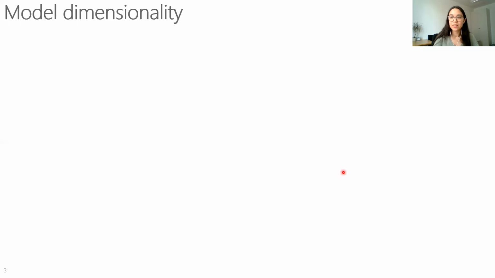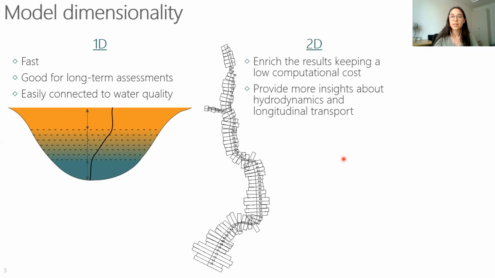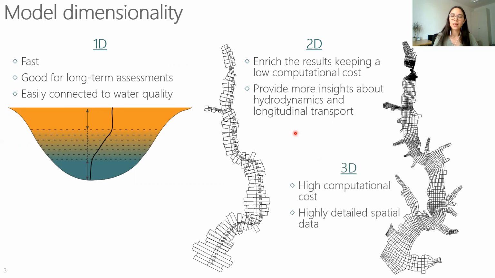Model dimensionalities bring pros and cons. 1D models are fast, so they are good for long-term assessments, and they are easily connected to water quality. 2D models still keep the lower computational costs and already bring more insights from lateral transport and hydrodynamics. While 3D models bring a lot of data with details, but at the cost of computational effort.